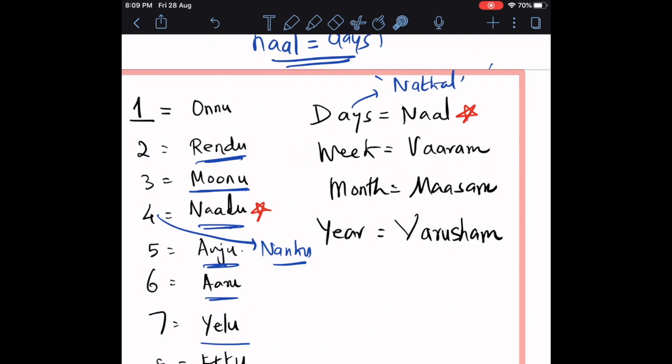What you call as for week. Week means Varam. Month means Masam. Va, easy to remember. Month, Masam. Okay. Year, Varusham. Year, Varusham.